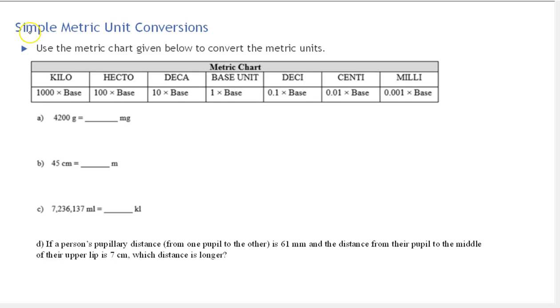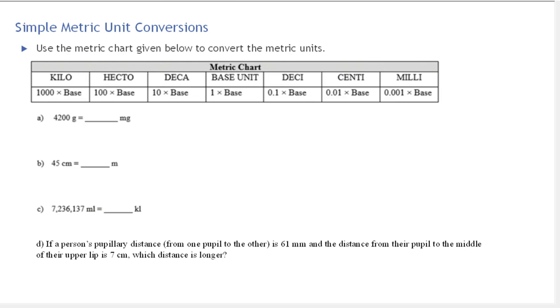In this example, we're going to perform simple metric unit conversions. Use the metric chart given below to convert the metric units. We learned in a previous video the relationship between metric units and that they're based on base 10. And so is our place value or number system and our decimal system. So this chart is going to help us make our conversions based on place value.